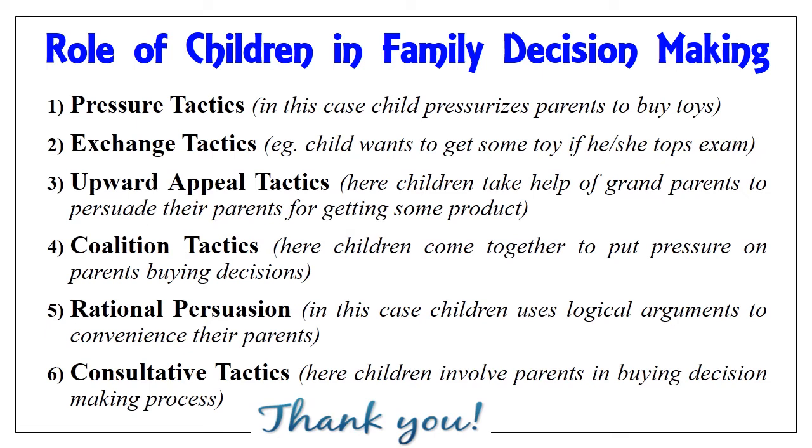These are very common. An example can be when a child wants a video game if he or she tops in the exams. Then sometimes children use grandparents to persuade their parents to buy certain products. This type of tactic is known as the upward appeal tactic. Next are the coalition tactics, where the children together persuade their parents to fulfill their demands. Then children also use logical arguments to persuade their parents. This is known as the rational persuasion tactic.